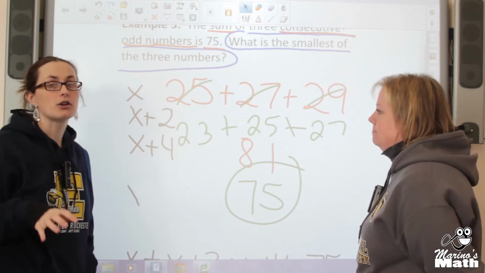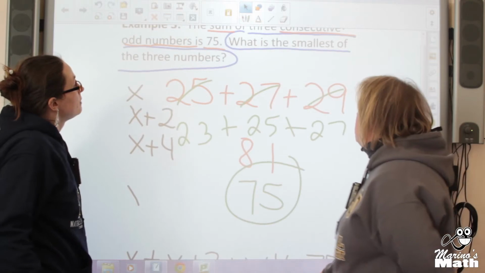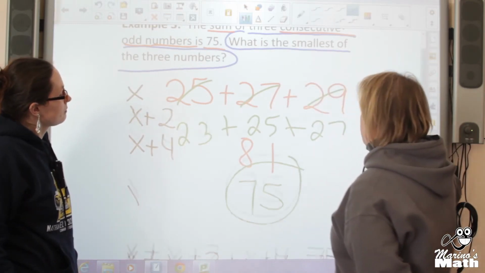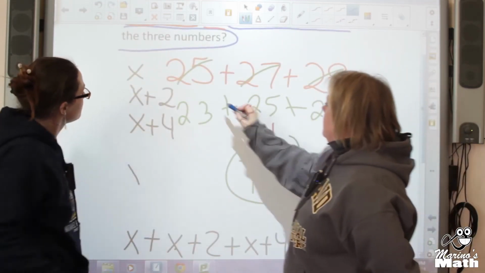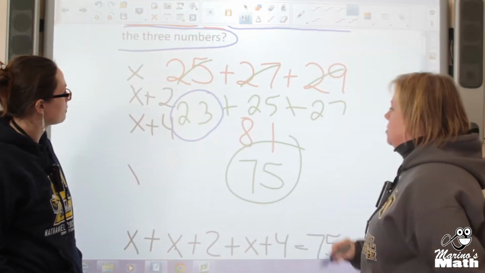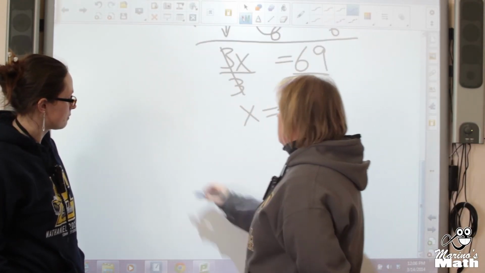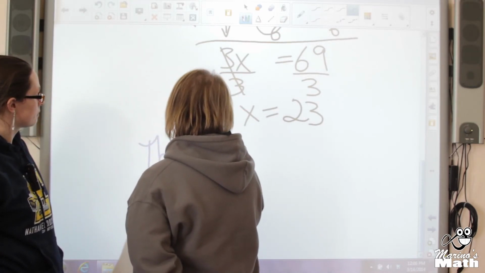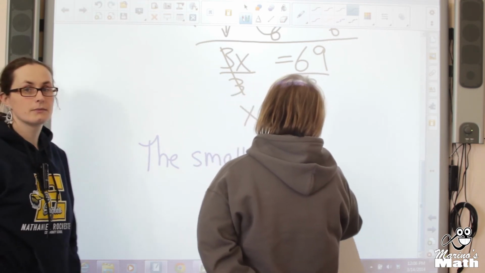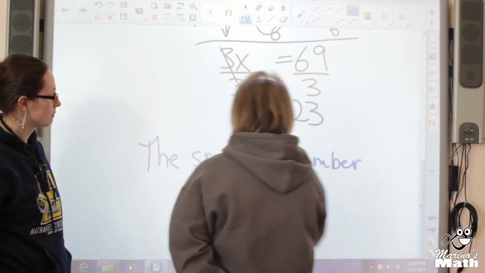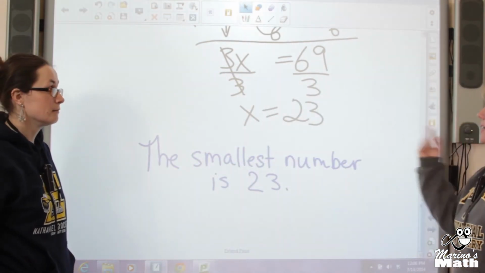You need to go back and look at your question because the question is not asking for the 3 numbers. The question is actually asking for the smallest of the 3 numbers. So if we were to look at our 3 numbers, 23 is actually the smallest. So if we were going to write it, the smallest number is 23. So writing it as a sentence and answering your question.